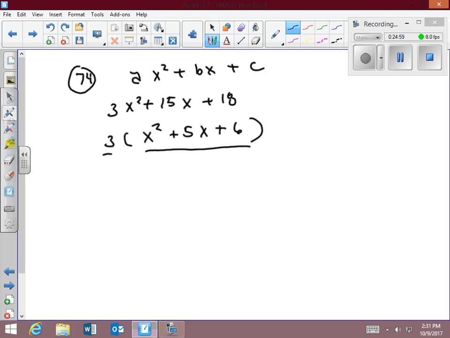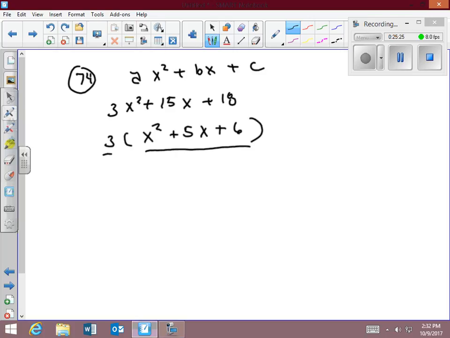Now, you want to always look at that again, and you say, does that trinomial have a common factor? No, because you might have missed another common factor. Now then you say, is that trinomial a special case? No, it's not a special case. Then it's a trinomial, and the thing to try is a pair of binomials.